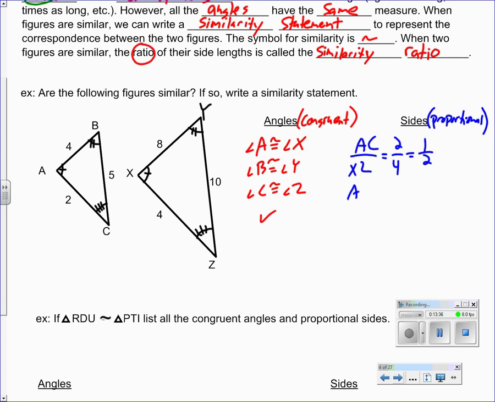Look at AB. A and B line up with X and Y. That ratio is 4/8, which is also 1/2. And for the last one, I'll look at side BC, which lines up with YZ. The ratio between those is 5/10, which is also 1/2.